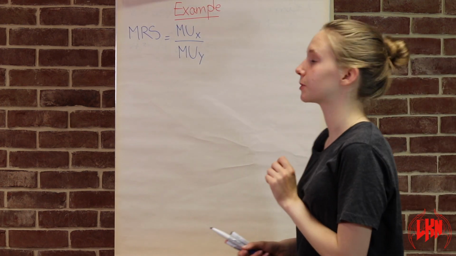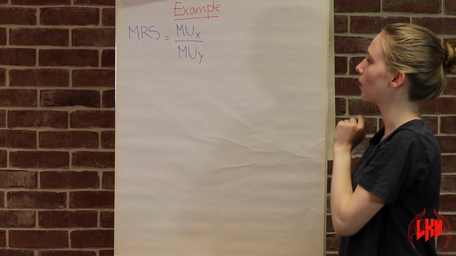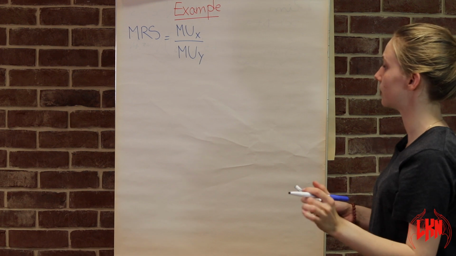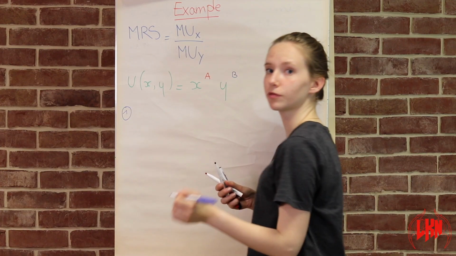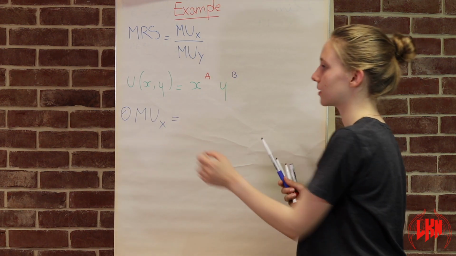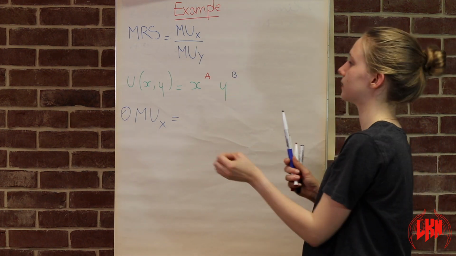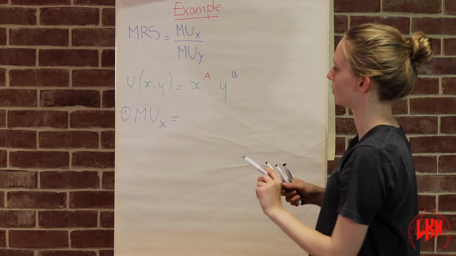So now I'm going to explain this with an example. I wrote there what we have found before, and now let's take, for example, the Cobb-Douglas equation for the utility function. So this is the equation. First step, we want to find the marginal utility for good x. To find the marginal utility regarding good x, we need to derive this utility function with respect to x. So let's do this together.